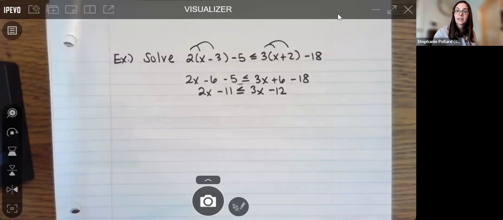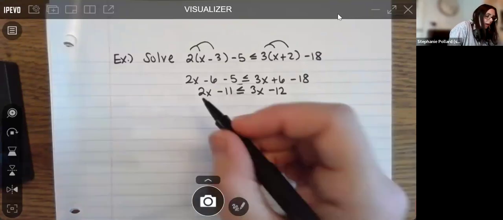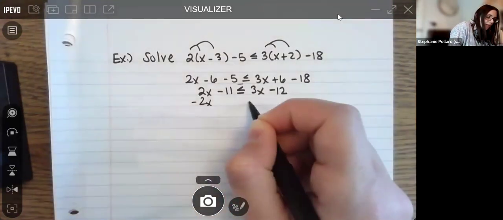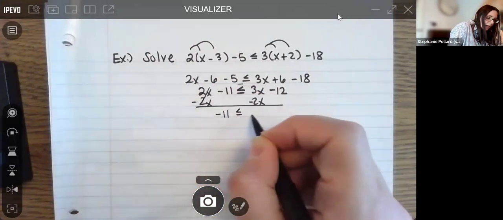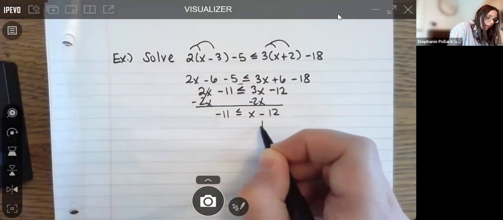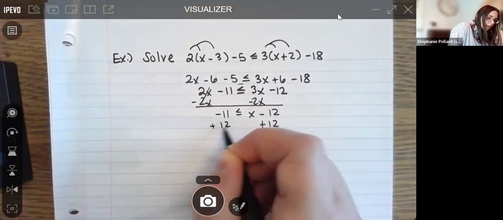Next, I'm going to get my x's together. Now, I'm going to do it the other way and bring the x's to the right this time, just to kind of show you what happens. So I'm going to subtract 2x from both sides. I have negative 11 is less than or equal to x minus 12. And then I'm going to add 12 to both sides.